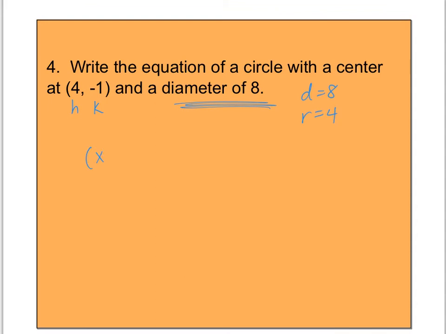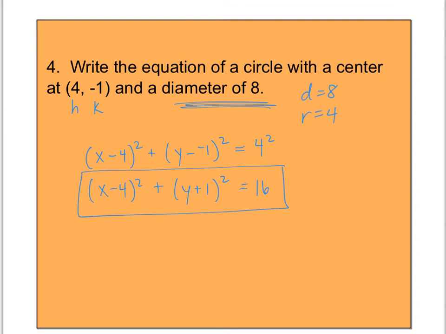So it should be (x - 4)² + (y - -1)² equals, and then we plug in our radius, 4². Okay, simplify whatever you can. So this first part, we just leave (x - 4)². But this next part, when we have the double negative, we can change that to a plus. And then 4 squared, of course, is 16. And that would be the equation for the circle with a center at (4, -1), and a diameter of 8.